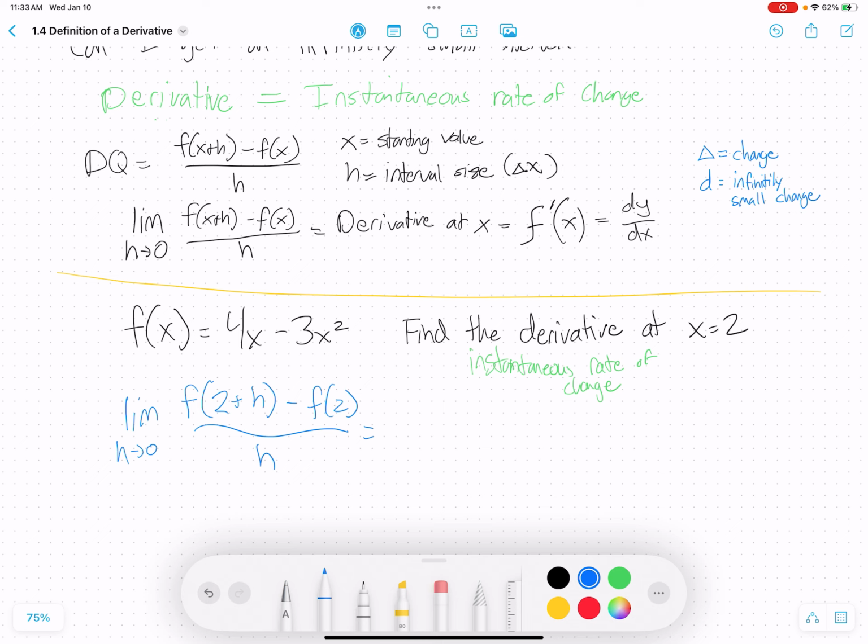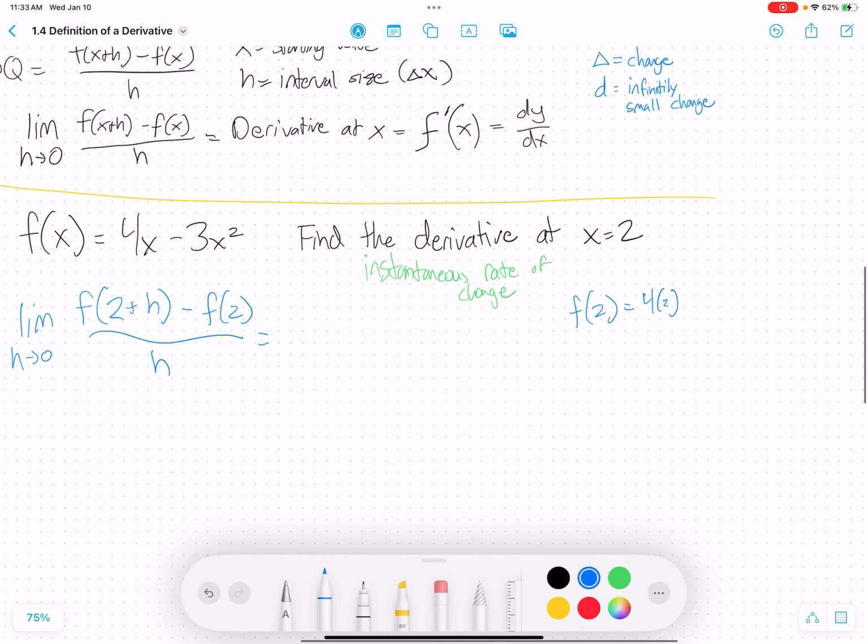Okay, f of 2, to figure that out, all I'm going to do is just plug 2 into my function. So f of 2 is just 4 times 2 minus 3 times 2 squared. I get 8 minus 12, right? 3 times 4 is 12, and so f of 2 is just equal to negative 4. Okay. F of 2 plus h, though, I have to kind of write out. So I get 4 times 2 plus h, minus 3 times 2 plus h squared. That's my f of 2 plus h minus f of 2, which we just saw was negative 4, all over h.